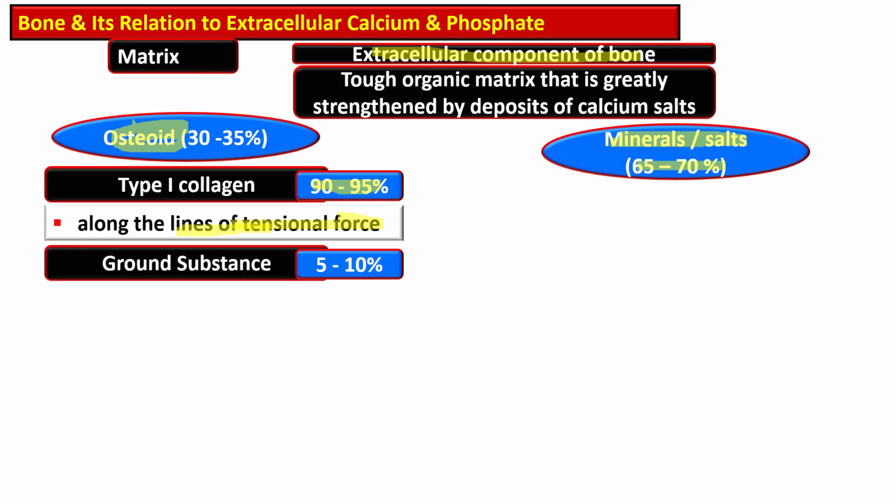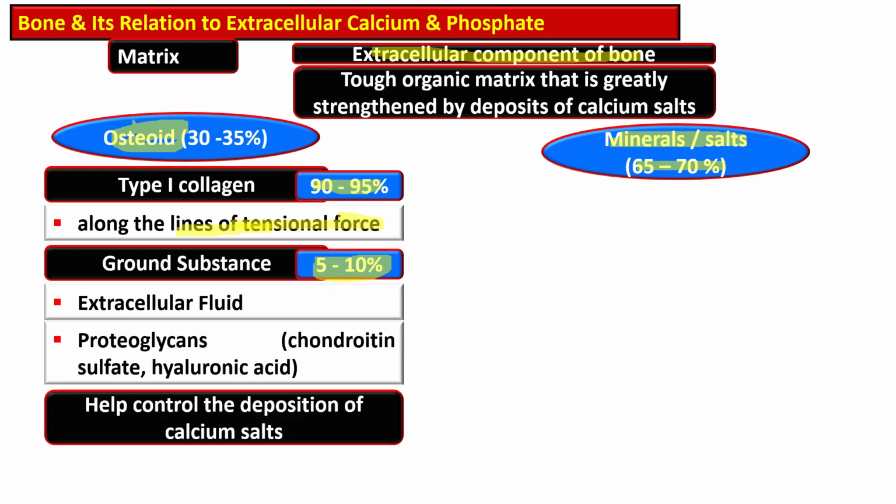Then 5 to 10% of the osteoid is ground substance. This is a gelatinous fluid composed of extracellular fluid and proteoglycans like chondroitin sulfate and hyaluronic acid, and their functions include supporting mineral deposition and matrix hydration and resilience.